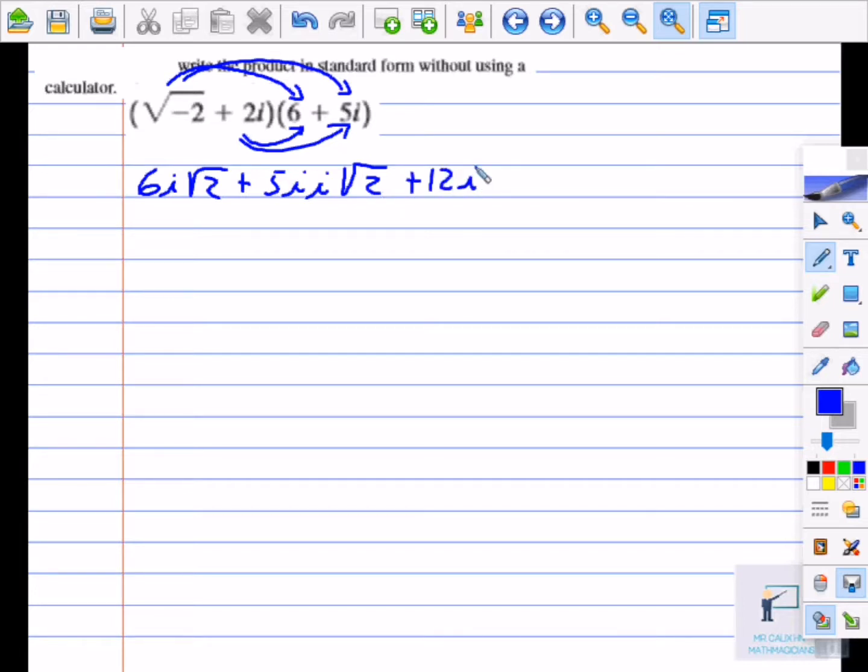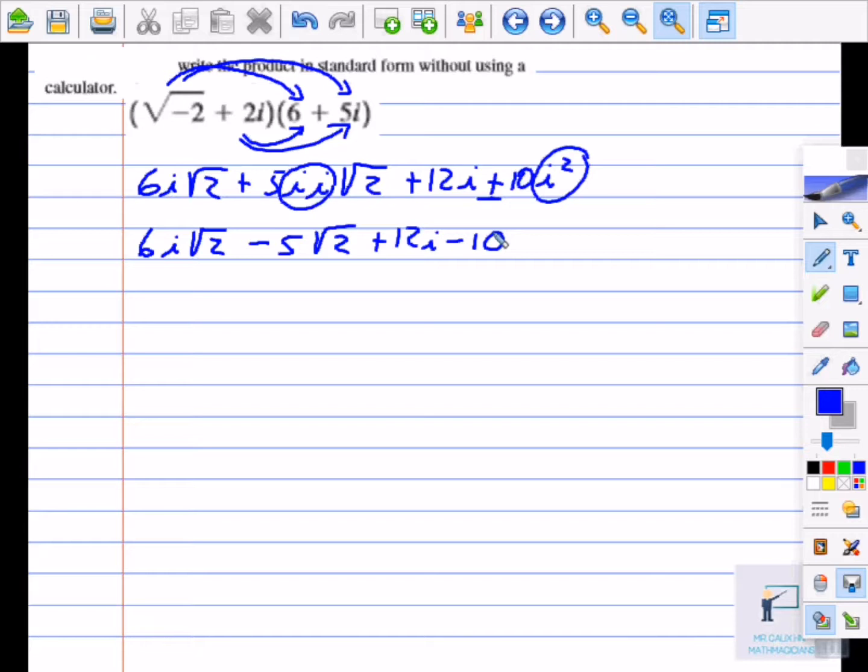And the last one will be positive 2i times positive 5i, which would be positive 10i squared. i squared is negative 1. So you're going to have 6i square root of 2 minus, because of the i squared, 5 square root of 2 plus 12i. And this is negative 1 times positive, which would be negative 10. You check if you have like terms. In this case, we don't.